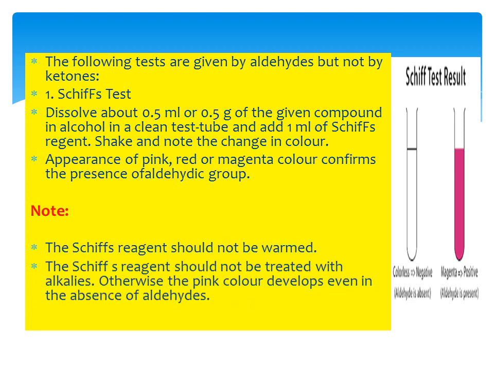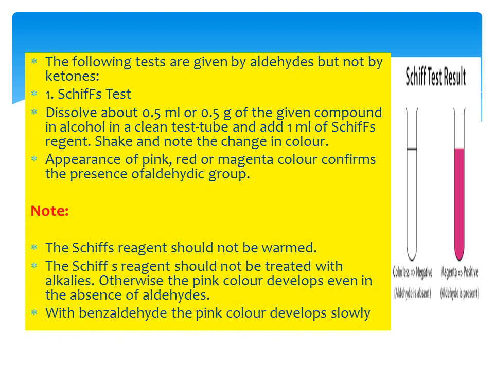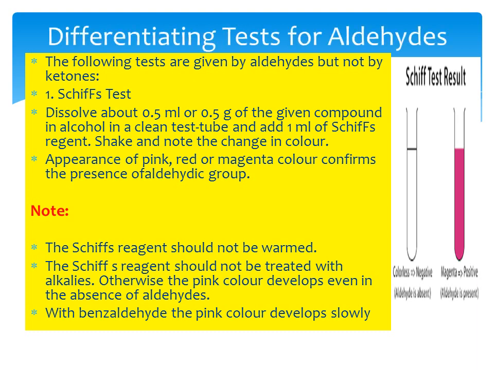Certain points are very important here. The Schiff reagent should not be warmed. The Schiff reagent should not be treated with alkalis, otherwise the pink color develops even in the absence of aldehydes. Thirdly, with benzaldehyde, the pink color develops slowly. So this first test is specifically for aldehydes.